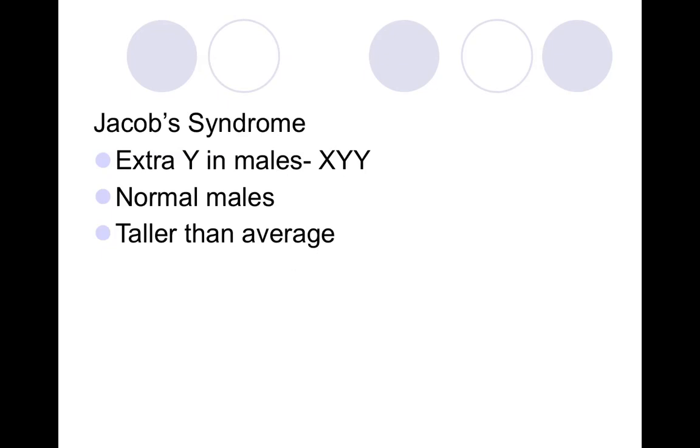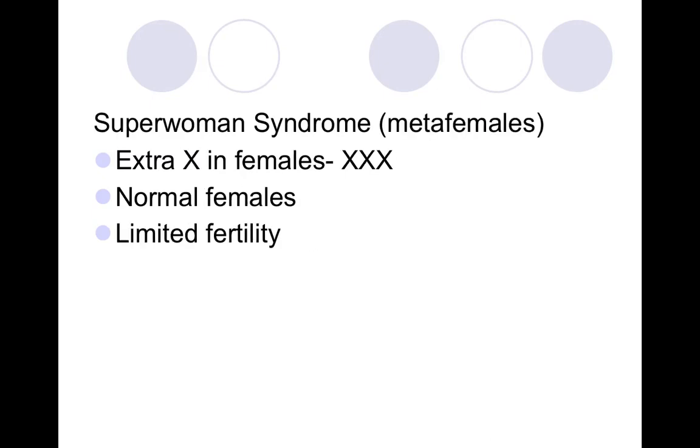Another one is called Jacobs syndrome, and this is when we have an extra Y in males. It's an XYY. And these males are normal in terms of intelligence. They're usually taller and larger than average with Jacobs syndrome. We also have what's called superwoman syndrome, or metafemales, and these individuals have an extra X, so they get XXX. They're normal in terms of intelligence, but they are limited in their fertility. So they can be sterile in some cases or have very difficult times getting pregnant and carrying their babies to term.